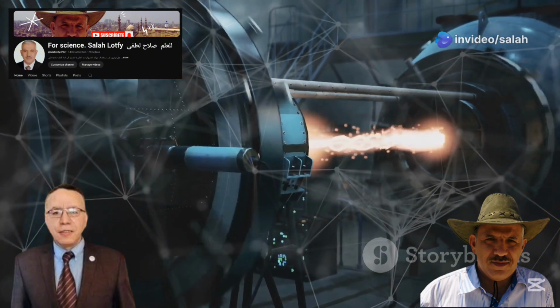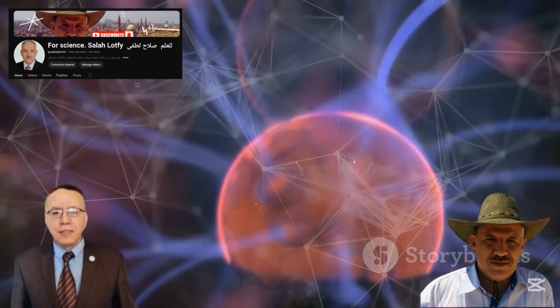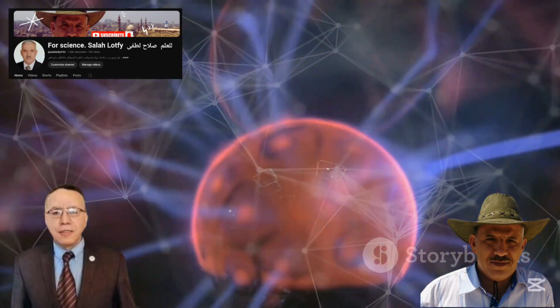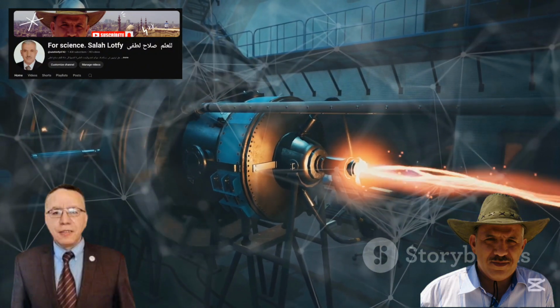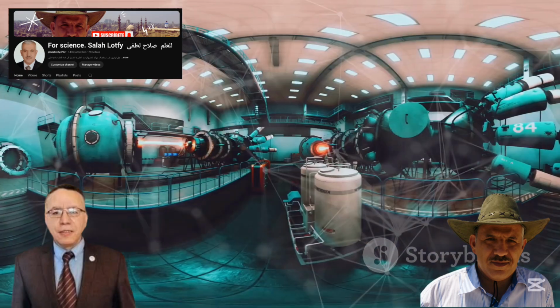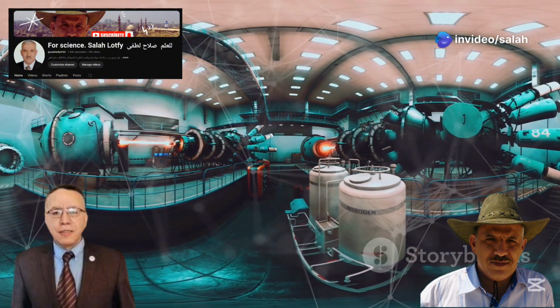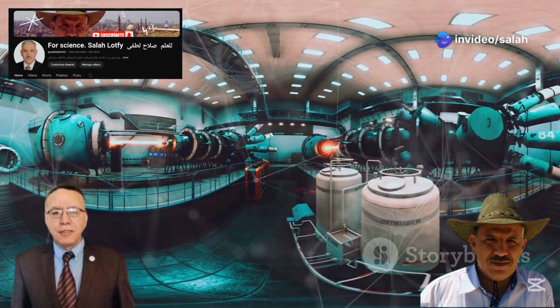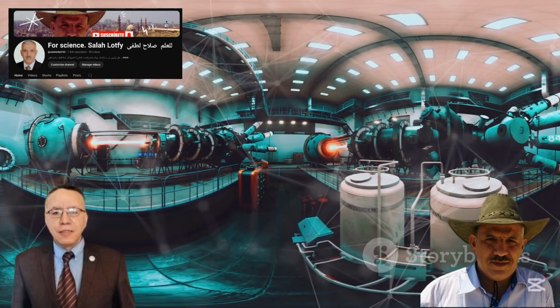First up, fusion reactors. Imagine harnessing the same energy that powers the sun right here on Earth. Fusion reactors aim to do just that by fusing hydrogen isotopes to release massive amounts of energy. The challenge lies in containing the ultra-hot plasma, reaching temperatures of millions of degrees. That's where magnetic confinement comes into play. Using devices like tokamaks and stellarators, scientists create powerful magnetic fields to keep the plasma stable and contained, making fusion energy a tantalizing possibility for a sustainable future.